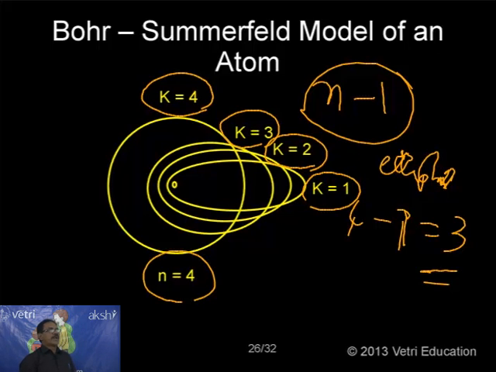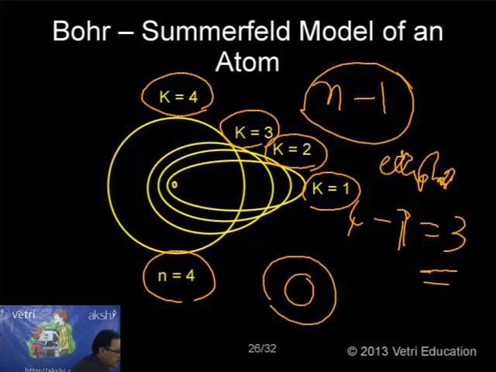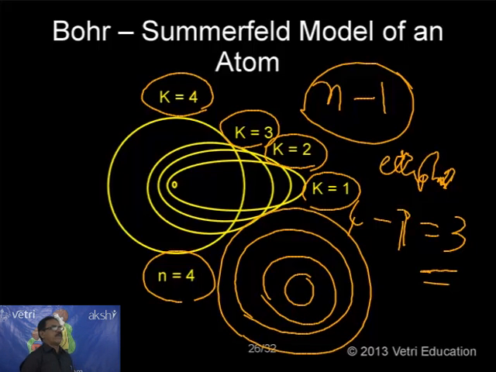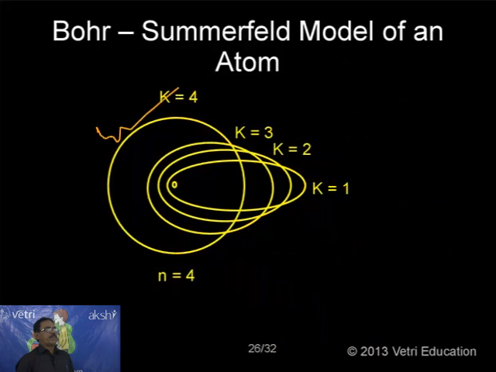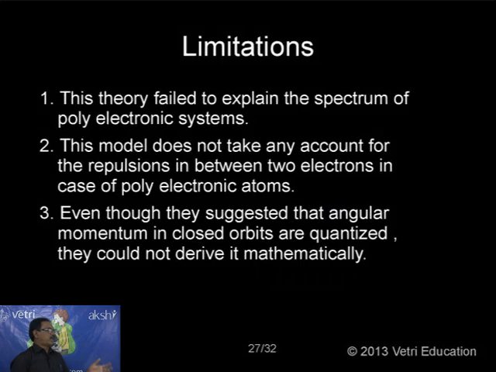So according to Bohr, how do we imagine n equal to 4? This is the first one, second, and so on up to 4. This is the way we have to imagine for n equal to 4. But according to Bohr-Sommerfeld, this is the idea we have to imagine. So this is the Bohr-Sommerfeld model of an atom. This is very interesting information, because with its help we can explain even the fine spectrum that we are going to see.